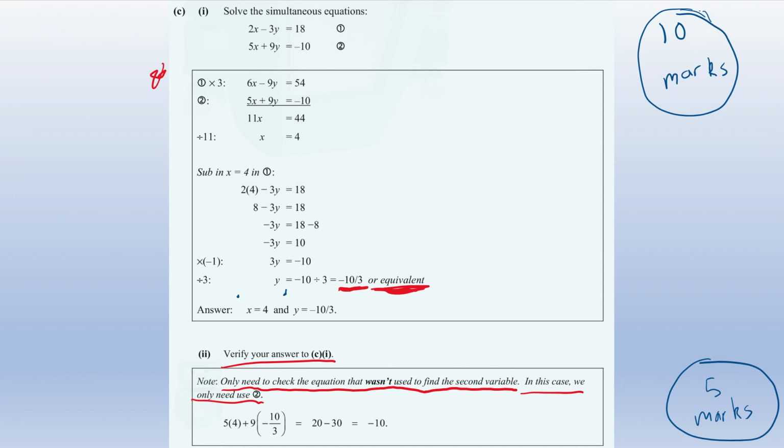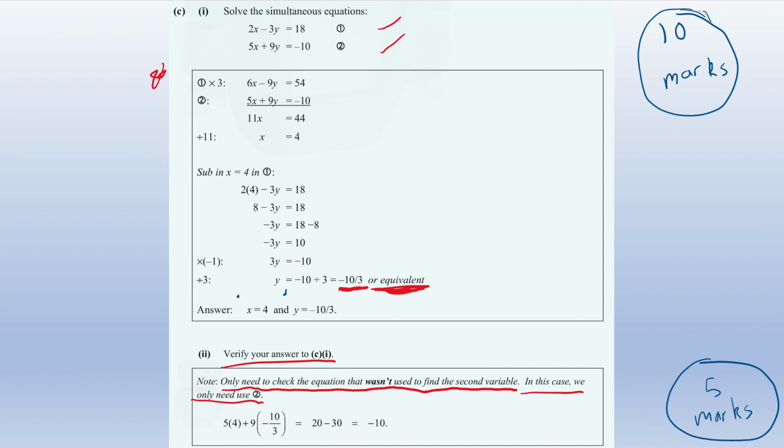If you're unsure, you could always substitute the two values into the two equations and they should make sense for both of them. But if you're stuck on time or whatever, it's handy to remember that you're only substituting your two answers into the equation that you did not use in the first part of your question.